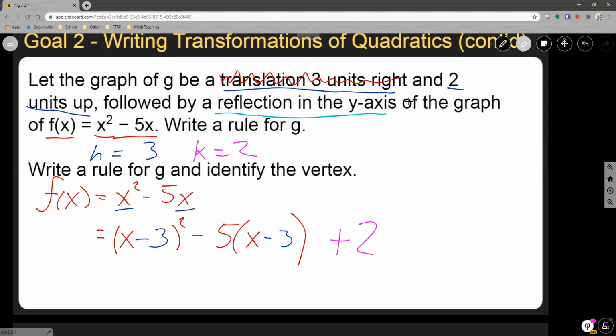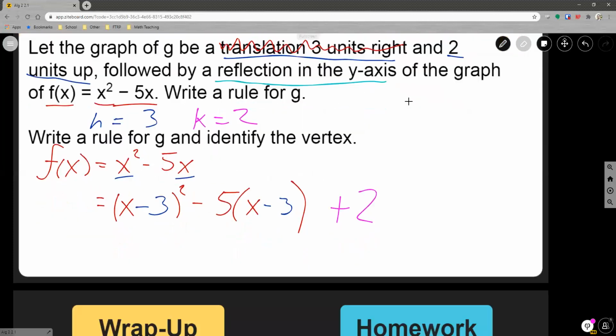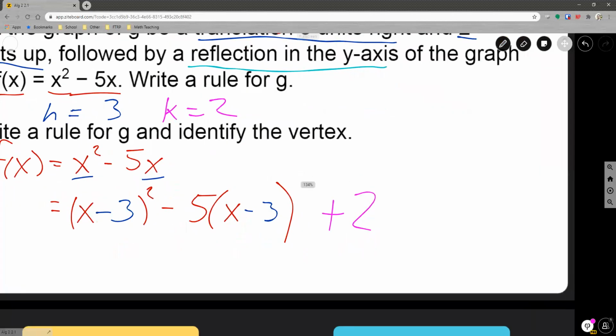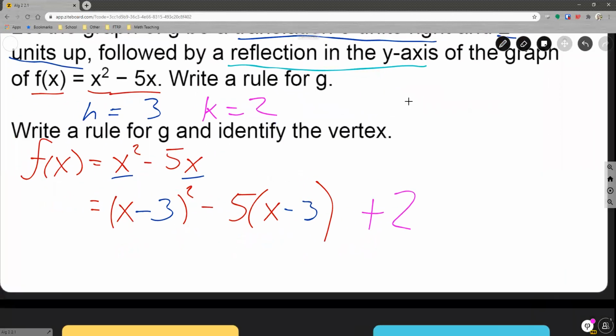I'm almost done. The last thing I need to do is reflect it over the y-axis. But what I want to do before I do that is do some evaluating. This will make things easier in the long haul if I just go ahead and evaluate what I can.